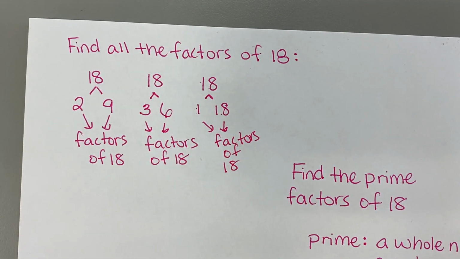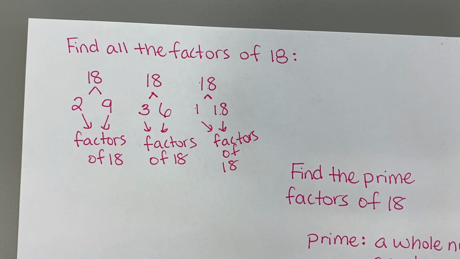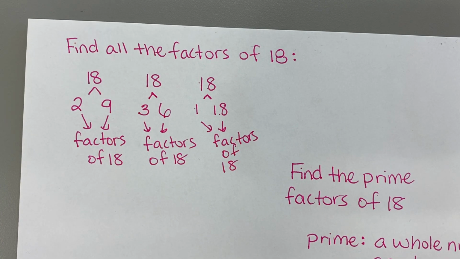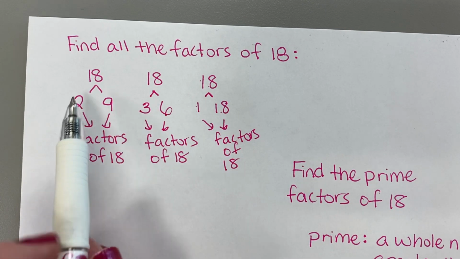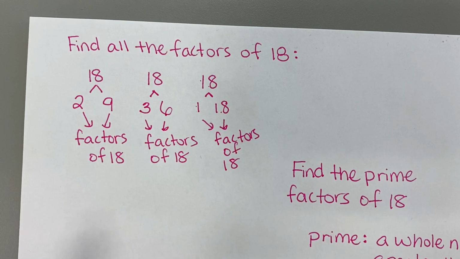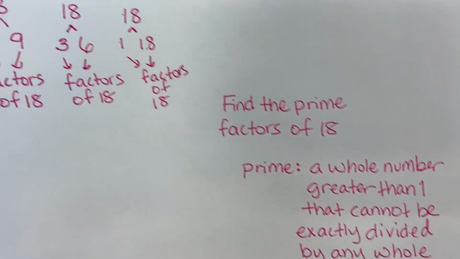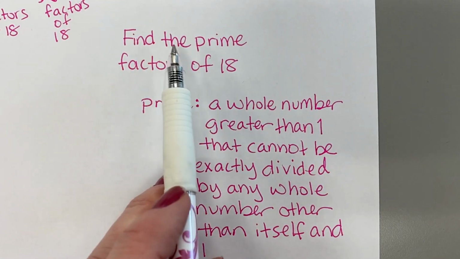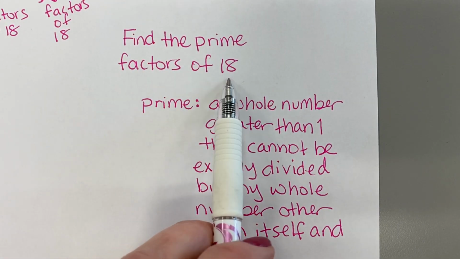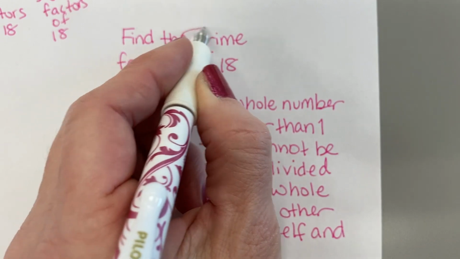And I can't think of any others. I can't think of anything else that you can divide 18 by evenly. So that would be it. These are all the factors of 18. But now we've got to go a little bit further. What if I said, I want you to find the prime factors of 18? Now we're going a little deeper into the weeds here.